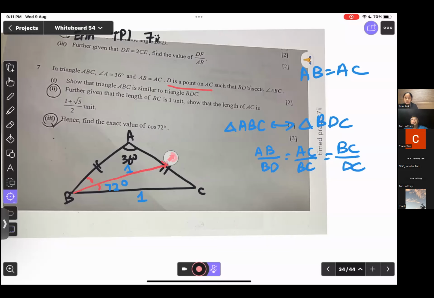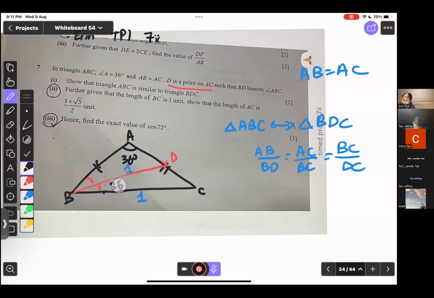Wait, DBC is 36 degrees. DBC is, I don't think so. I think it is 72. No, 36. Yes, correct. Yes, this is 36. Okay, this is 36. This is 36. This is 72 degrees.